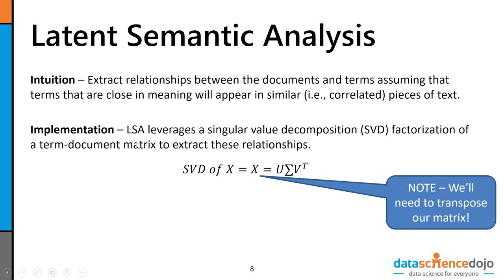And just for the sake of the sanity of people watching this video, since all the documentation that you find on the internet uses a term document matrix, I will actually show you in the code, the R code, assuming a term document matrix, even though so far we've actually been assuming a document term matrix. That's just for your sanity. So if you go look it up, then you'll understand the code a little bit better. So just be aware that we'll need to transpose our matrix.